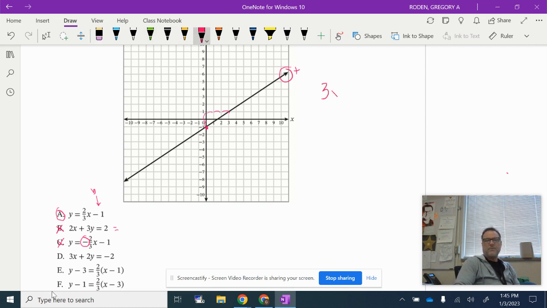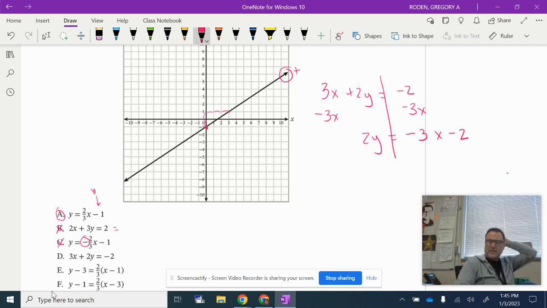Your equation is 3x plus 2y equals -2. And so we'll subtract 3x from both sides. So we do that, and we get 2y equals -3x minus 2, right? I think I have that right there. And then we'll divide everything by 2. So we'll get y equals negative 3 over 2 x minus 1.